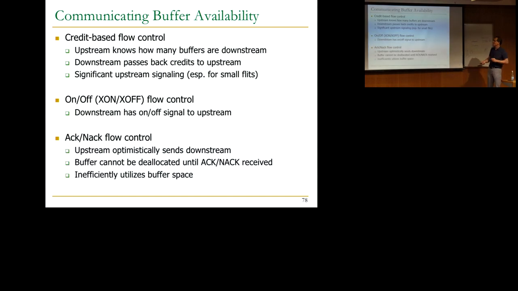Or you could do ACK-NACK control flow. This is actually best for utilization for the buffers, but it's basically upstream optimistically sends the packet to downstream, and buffer cannot be deallocated until the ACK or NACK is received. It's good in some sense. You can NACK it, but it inefficiently utilizes the buffer space because you cannot deallocate the buffer here. Right? So none of these are actually very happy if you really want to optimize something.